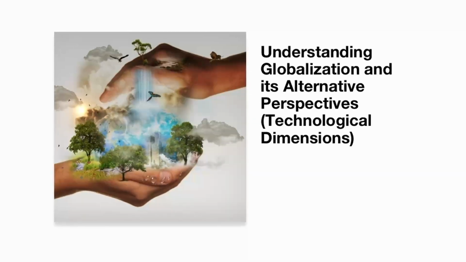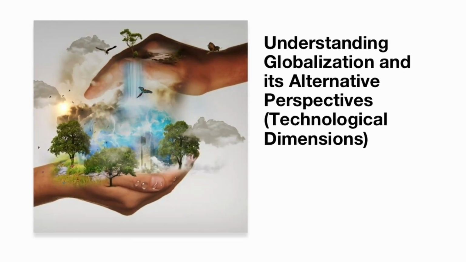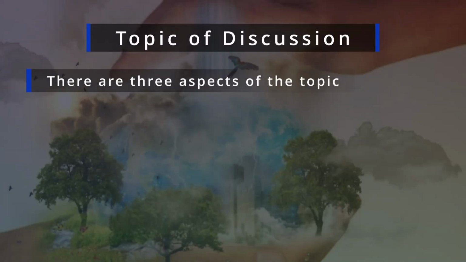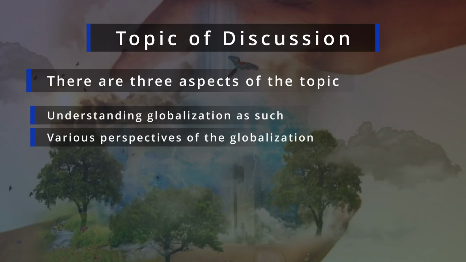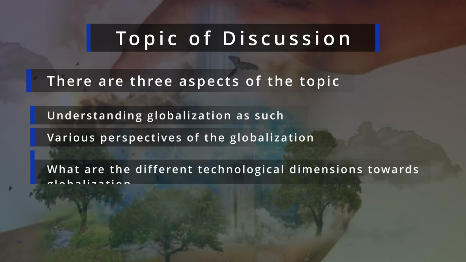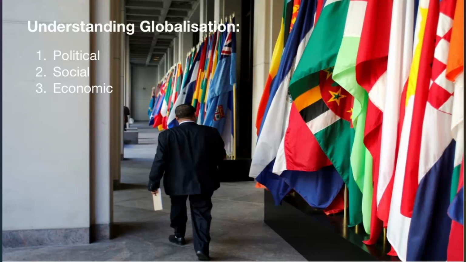Today I will discuss the topic Understanding Globalization, Alternative Perspectives and Technological Dimensions. So there are three aspects of the topic. First, understanding globalization as such, and then the various perspectives of globalization, and thirdly, what are the different technological dimensions towards globalization. So let's begin by understanding what is the meaning of globalization.